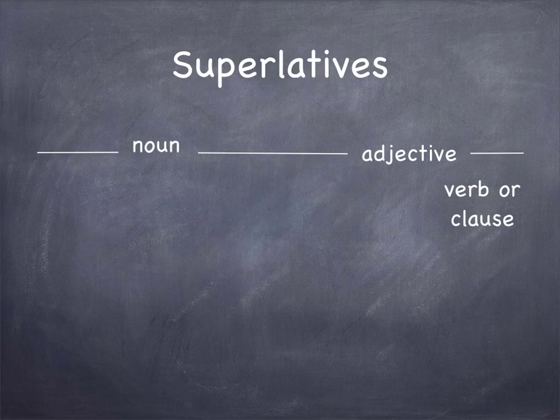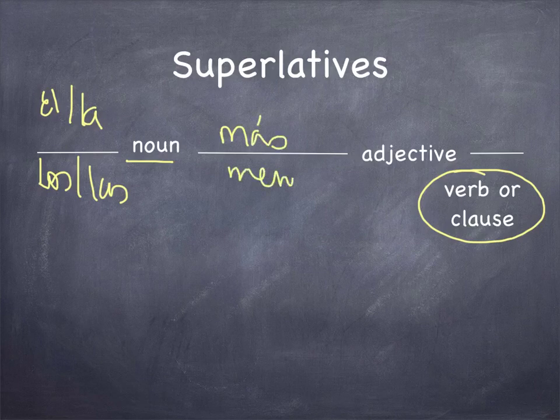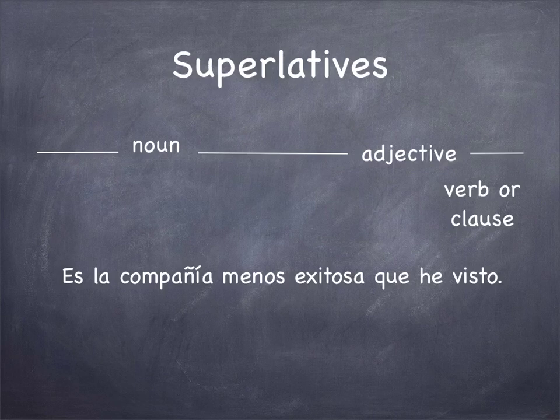But what happens when the last piece of the sentence is either a verb or a clause? So the first part is again the same, el, la, los, or las, depending on the noun. Then again, más or menos. Then an adjective, but this time we're going to use que. So let's take a look at our example.